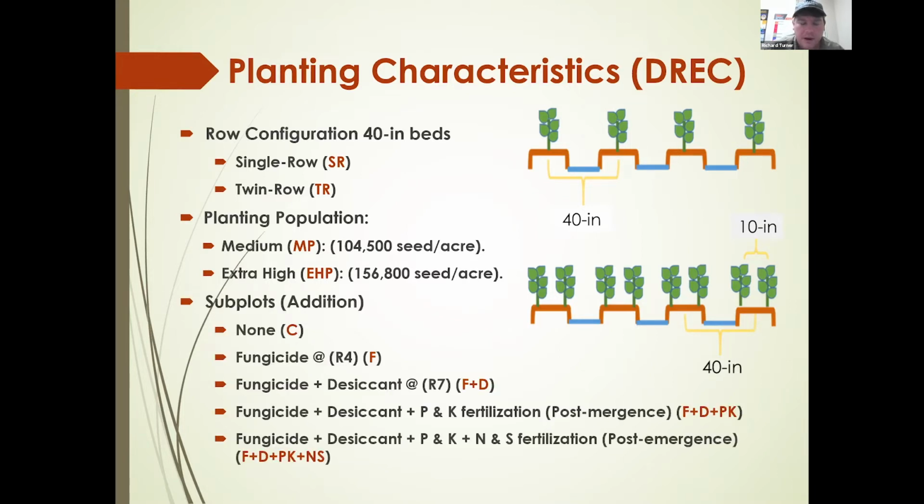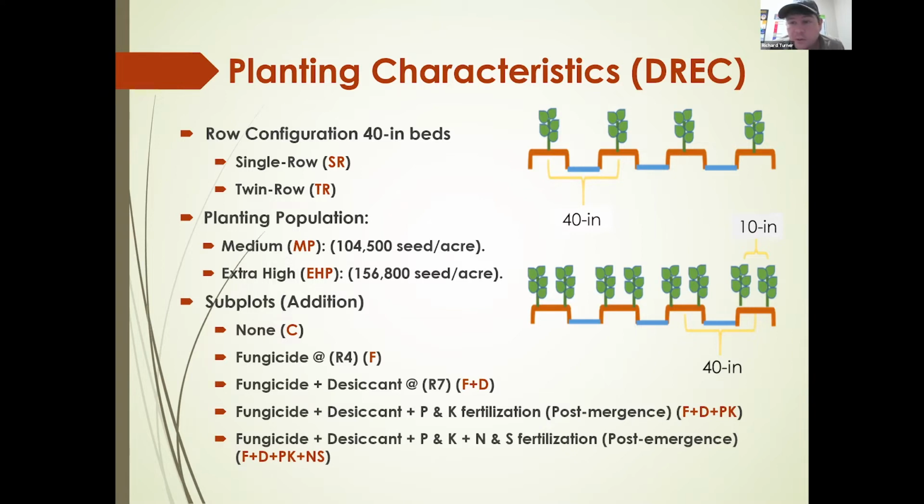And this is how our addition of our subplots were laid out. So none would be our control. F only is just going to be a fungicide applied at R4. And each one is a stair step, so it's adding additional management strategies. So it's the fungicide plus the desiccant, fungicide, desiccant plus additional P and K. So don't forget there, that's additional P and K.